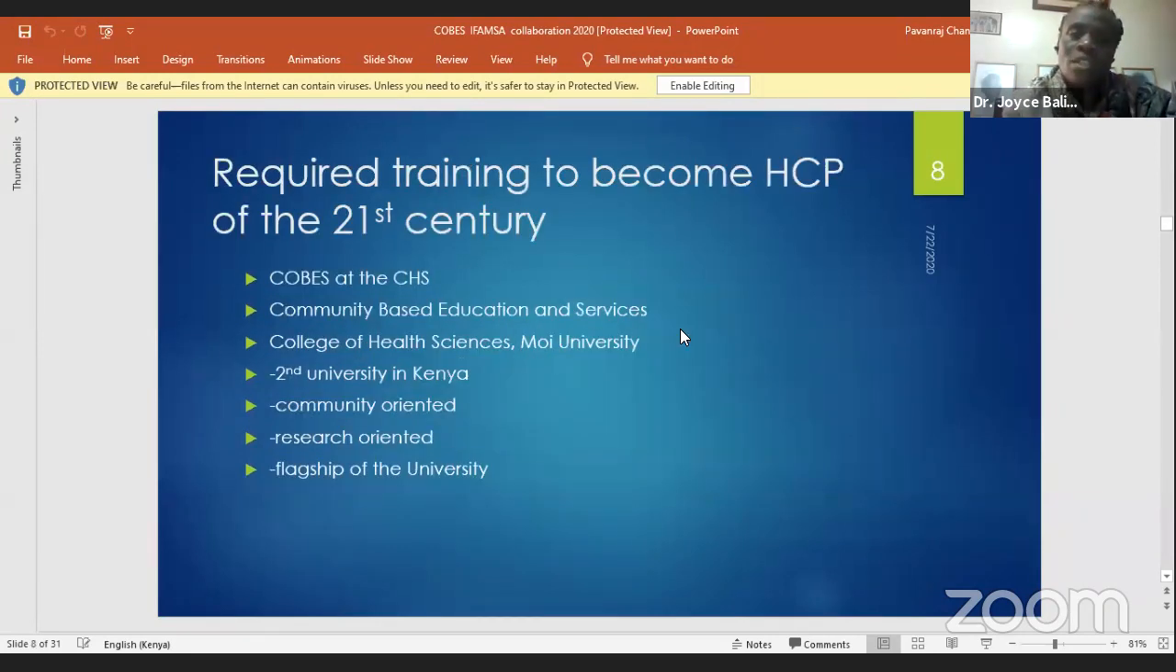The required training to become a healthcare professional for the 21st century is undertaken by our COBS program at the College of Health Sciences. And here we believe that, as we've said, community-based education and services, that's what COBS is. It's in the College of Health Sciences. Moi University, for those who don't know, is the second university in Kenya. It was set up for purposes of being community-oriented, research-oriented, and it actually is the flagship of the university. Flagship in the sense that it trains, it undertakes research, and at the same time engages in outreach activities.